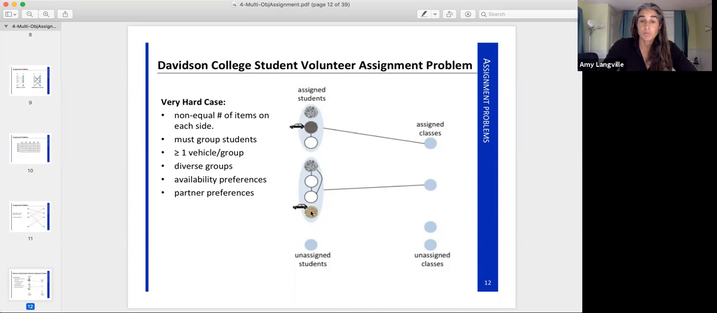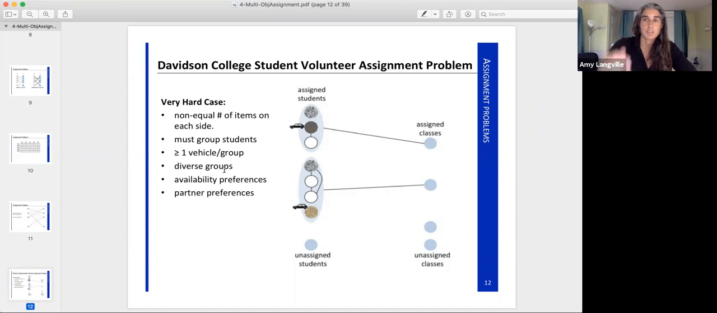They wanted the groups to be diverse, so that's these different colored things. Students had partner preferences, so like this student and this student would prefer to work together, this one and this one. They also had availability preferences on the times that they could make it to the local, these were local middle schools, I think, that Davidson College students went and visited local middle schools and volunteered there. So it had to meet availability preferences. You'd like it to meet partner preferences. You'd like the groups to be diverse.